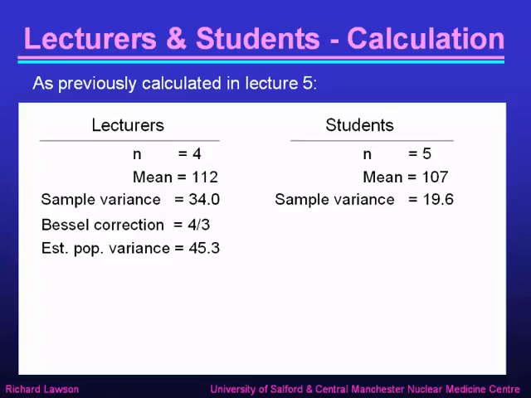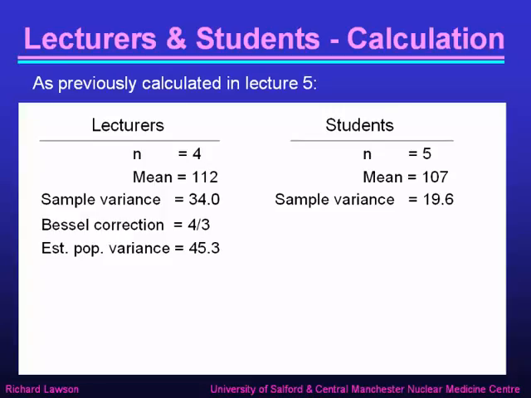So we have to apply the Bessel correction, which for variances is n over n minus 1, remembering that the Bessel correction for standard deviations is the square root of n over n minus 1. Since variances are standard deviations squared, the Bessel correction is just n over n minus 1 without the square root. So for lecturers, n over n minus 1 is 4 over 3.